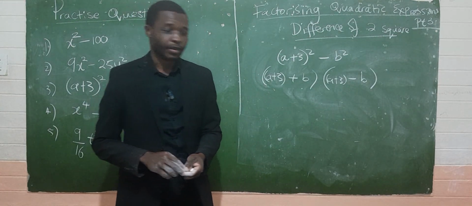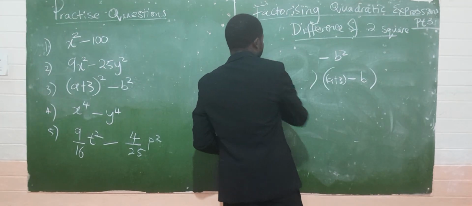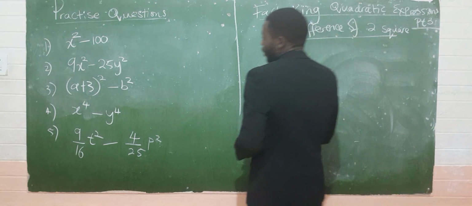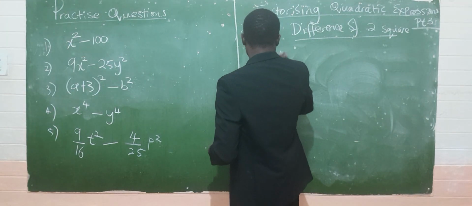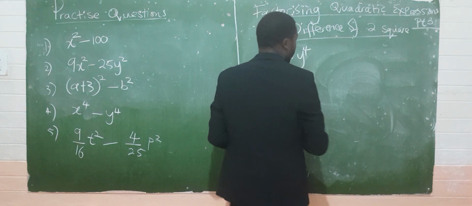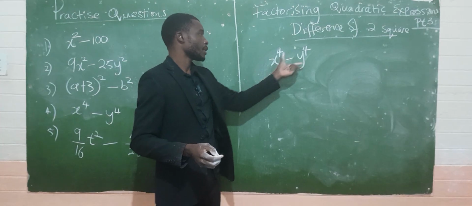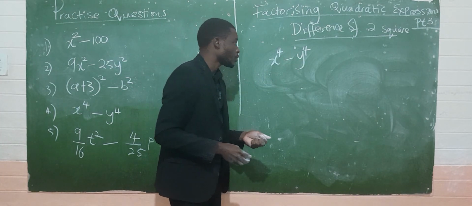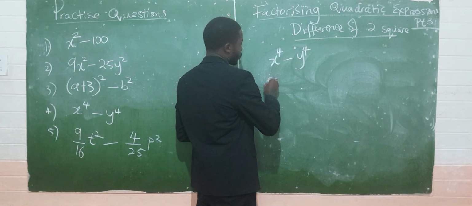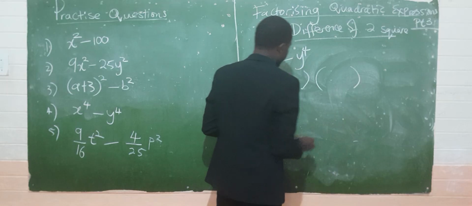Just like that. You can give the next one a try by pausing the video so that you can compare your solutions to mine. Otherwise, let's give it a try together. That's x to the power of 4 minus y to the power of 4. Still a difference of two squares. This is a square term and this is a square term. And what we're going to do is find the square root of that and the square root of that. But first things first, let's have our two brackets.